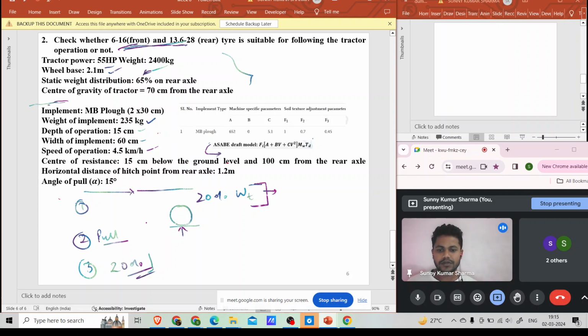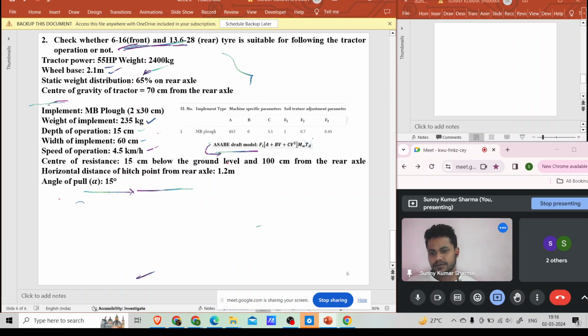So first thing is that you calculate the draft from the draft equation. The draft equation is given here: Fi plus Fi into A, B, C, V squared, MW and TD. Do you remember what this MW and TD are?